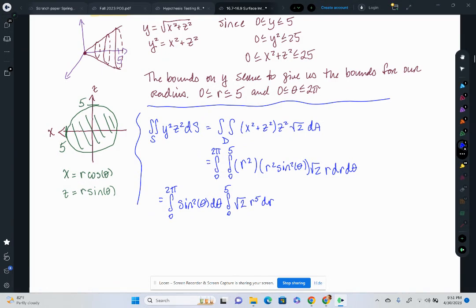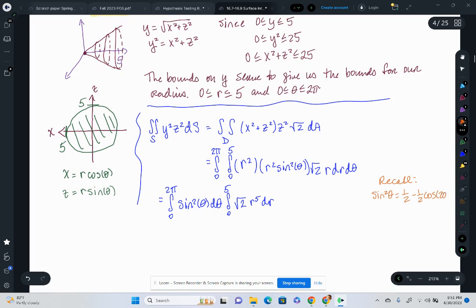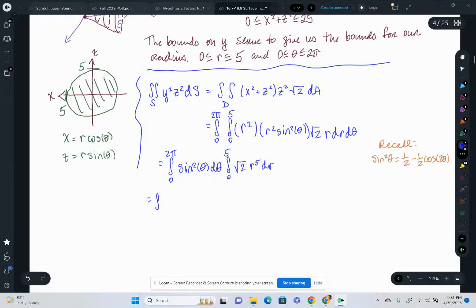We must do a power reducing formula. So we have to recall that sine squared of theta is 1/2 minus 1/2 cosine of 2 theta. So I'm going to go ahead and make that replacement. So this is equal to the integral from 0 to 2 pi of 1/2 minus 1/2 cosine of 2 theta d theta. I can go ahead and integrate my r. I get square root 2 over 6 r to the 6th power, going from 0 to 5.